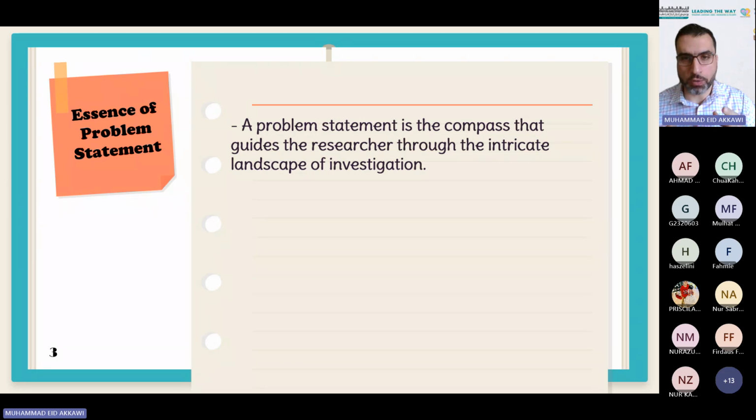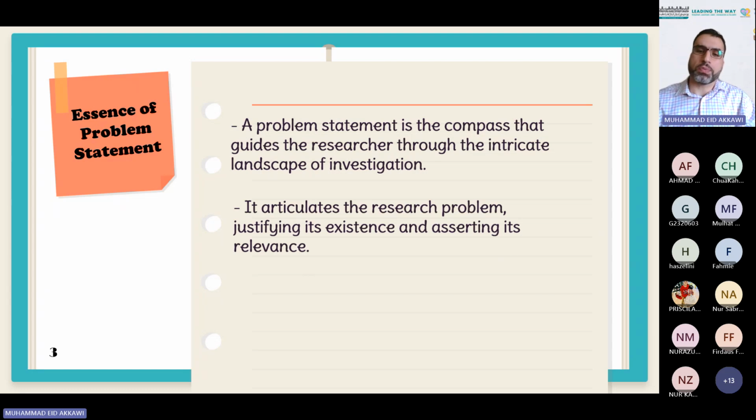So this will guide you, will serve as the compass that guides you as a researcher through this usually complex picture for your investigation. So you will know exactly what you are looking for. It shouldn't be broad, shouldn't be vague, it should be very specific.